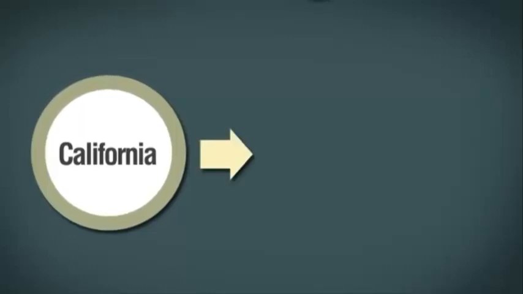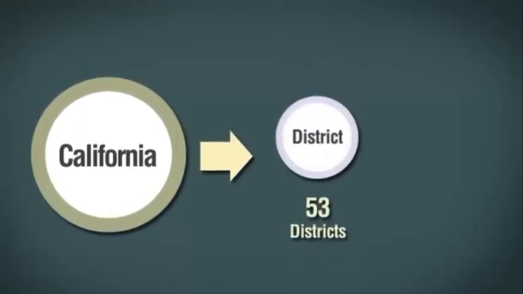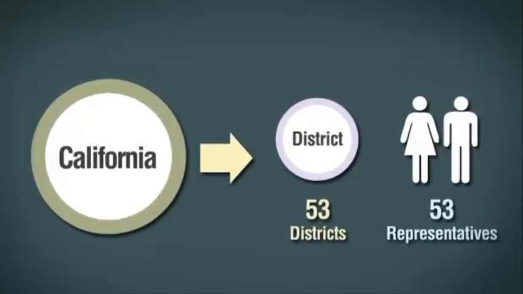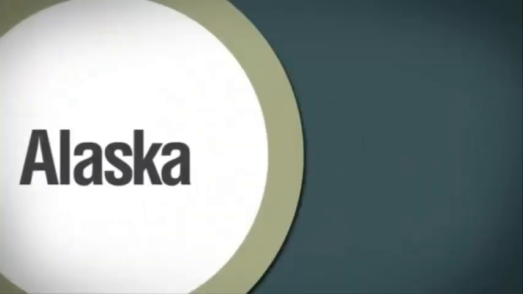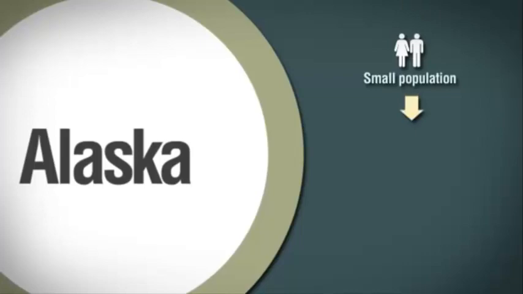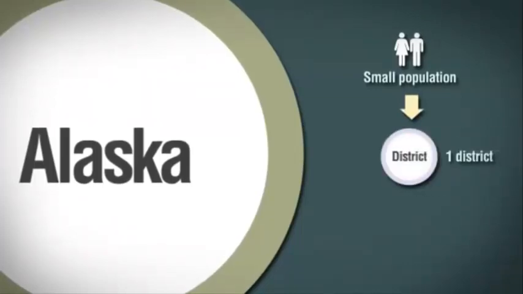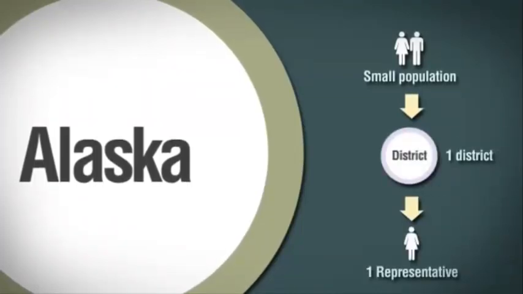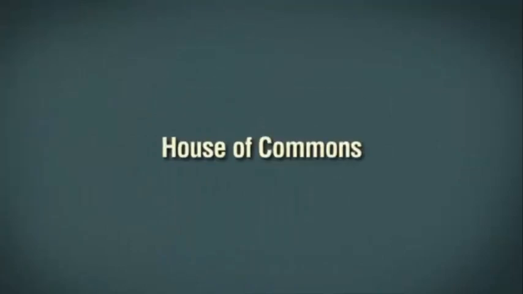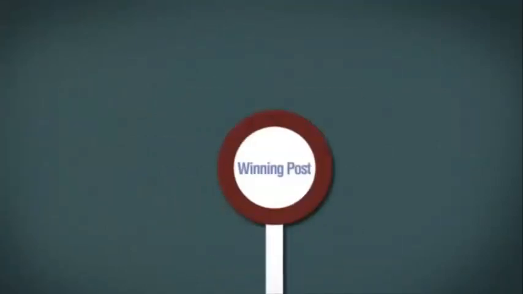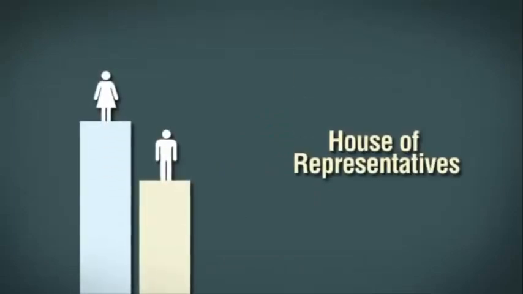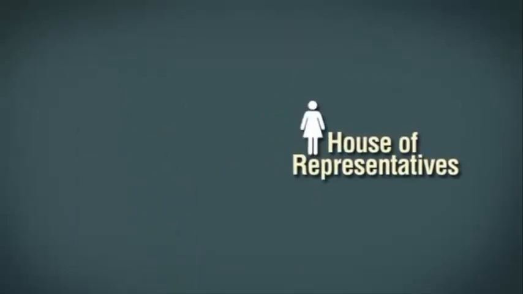For example, California, the most populous state, is split into 53 districts, so has 53 representatives. But Alaska, which is huge but has a really small population, only has one district and therefore only one representative in the House. Like the UK House of Commons, the election system is first past the post, so the candidate with the most votes in each district wins a seat in the House of Representatives.